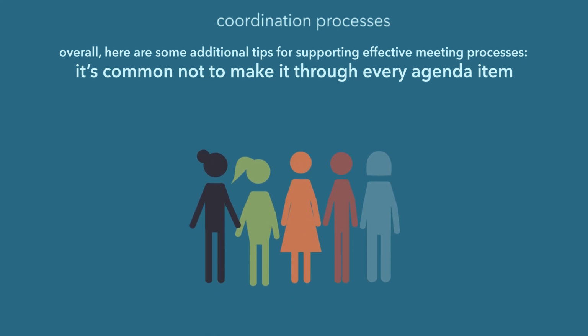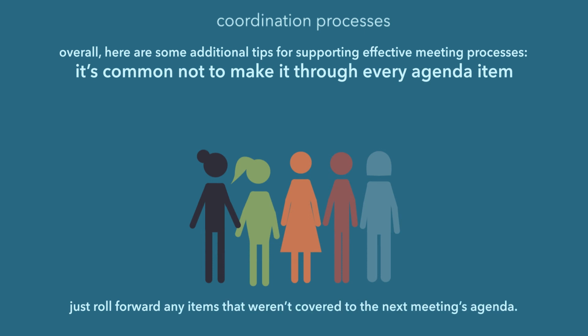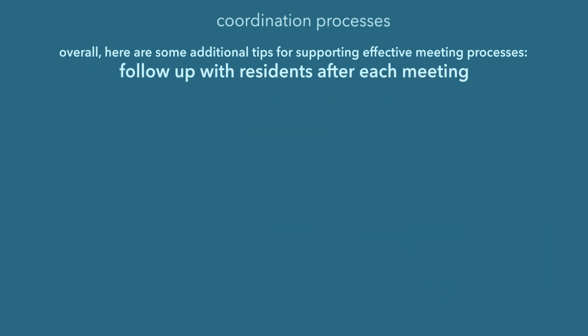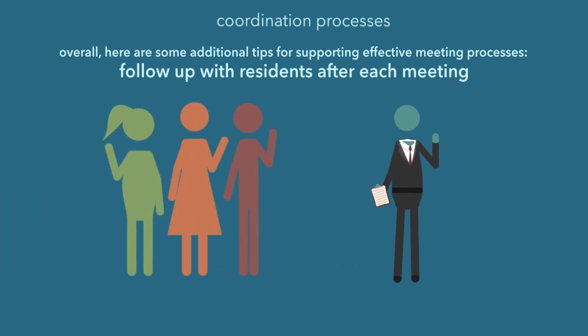Sometimes, topics take longer to discuss, or a resident brings in information about an urgent community need the group wants to problem solve. When this happens, don't panic. Just roll forward any items that weren't covered to the next meeting's agenda. Follow up with the residents after each meeting to remind them of any action steps they volunteered for. Facilitators often take on this role to begin with, but over time coalition members can also take turns doing follow-up.